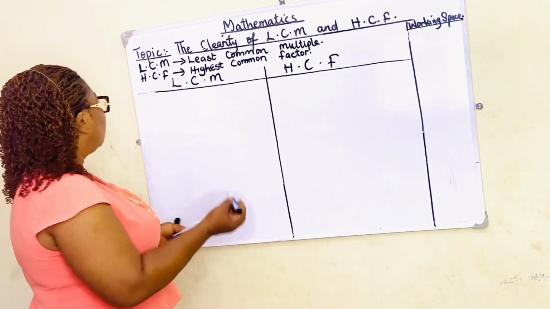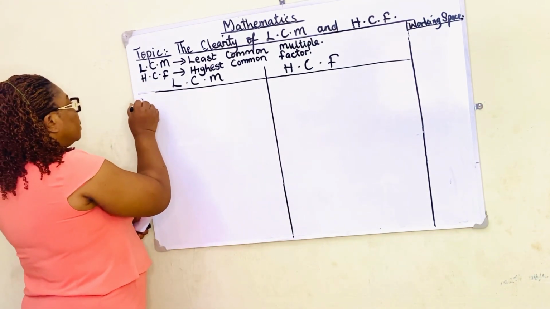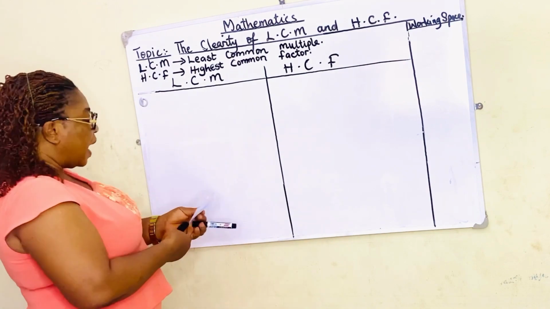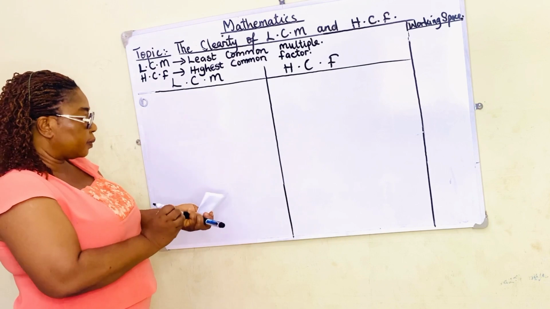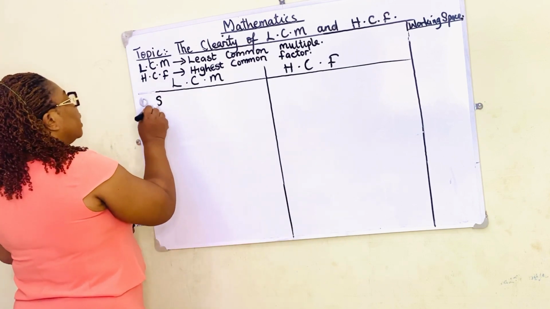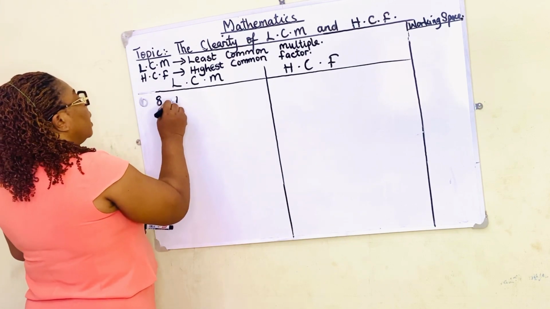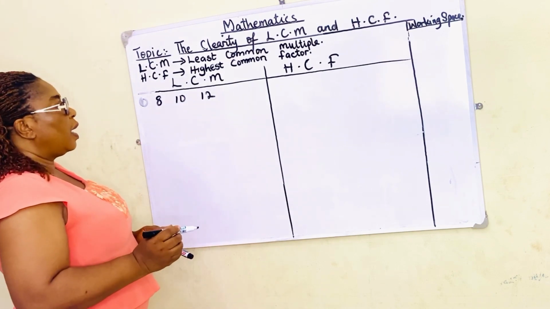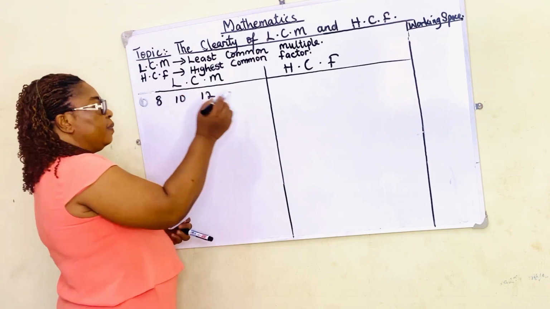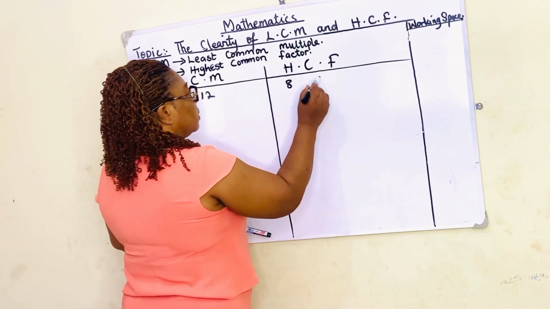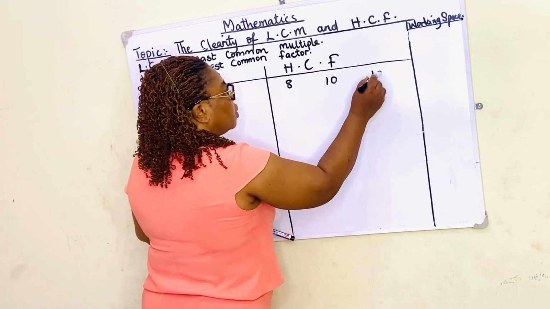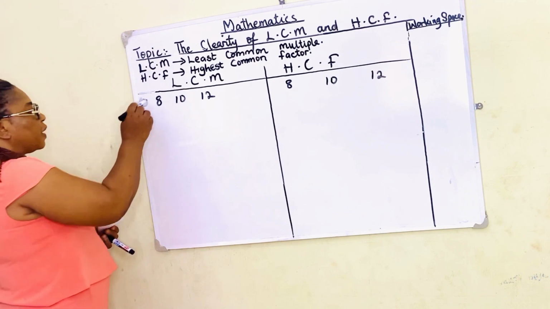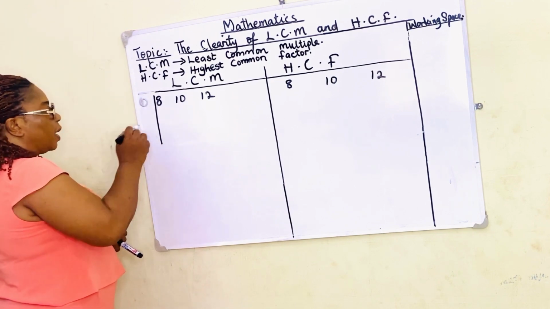Okay. Number one. Find the LCM of 8, 10, and 12. And find the HCF of the same 8, 10, and 12. Good. In LCM, you factorize the whole numbers together.